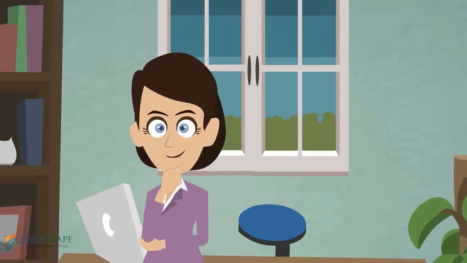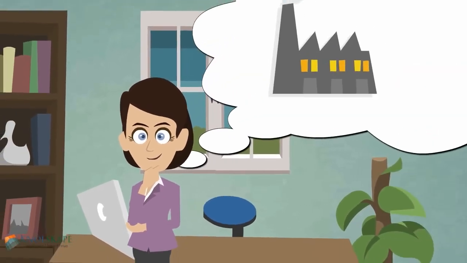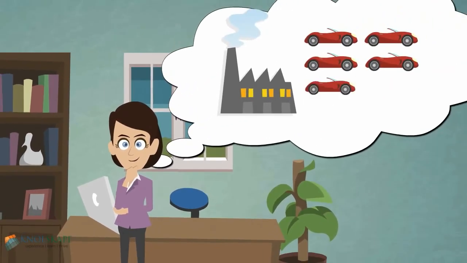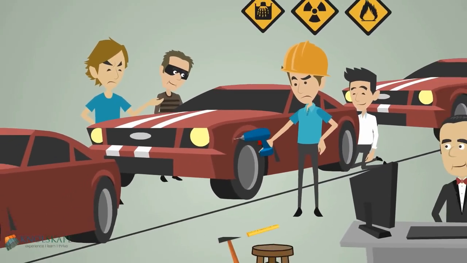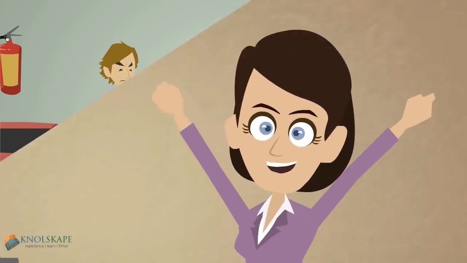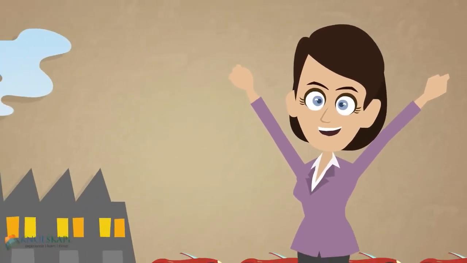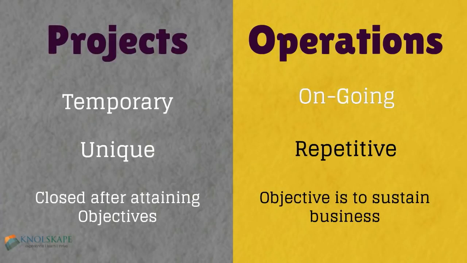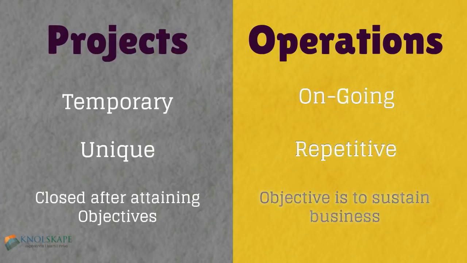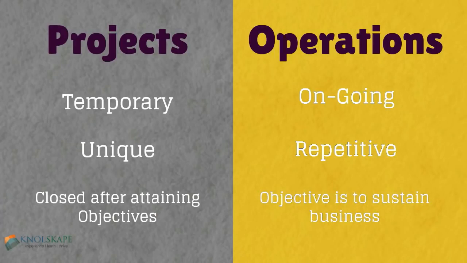Let us consider that Jen now has an idea of mass-producing these cars. Then she sets up a factory with an assembly line, and she succeeds in manufacturing cars every day. Mass production of cars is an ongoing process. The assembly line repetitively produces cars. The objective of this process is to sustain the business of selling cars.